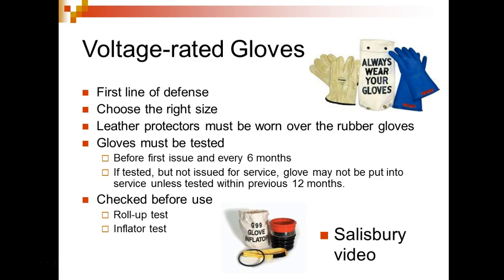Voltage rated gloves, first line of defense, choose the right size. Leather protectors must be worn over rubber gloves. So when you get into the higher categories, you're required to wear rubber gloves. But when you wear the rubber gloves, you're supposed to put what? You're supposed to have leather gloves on. Motor controls, since we're category 0, we'll have to wear leather gloves. We'll just use regular leather gloves, because like I said, we're very low over there.